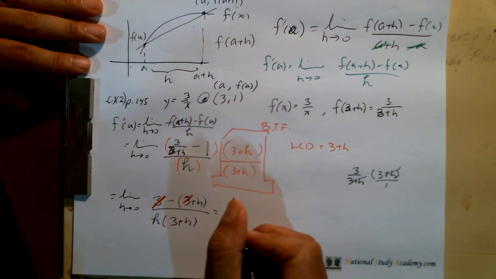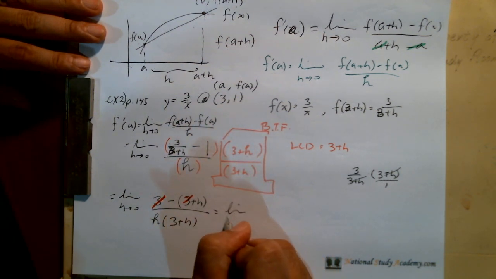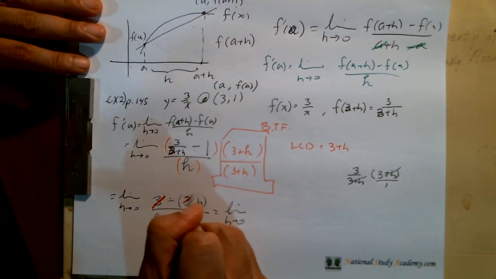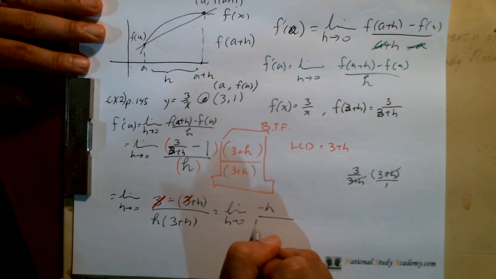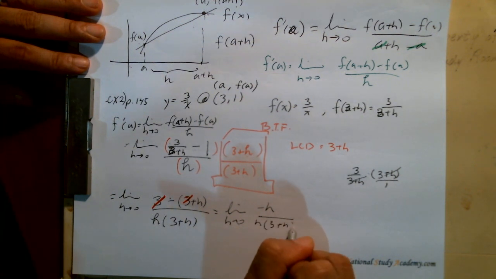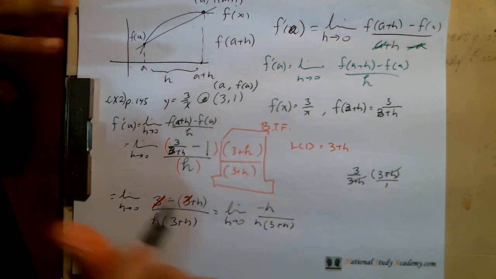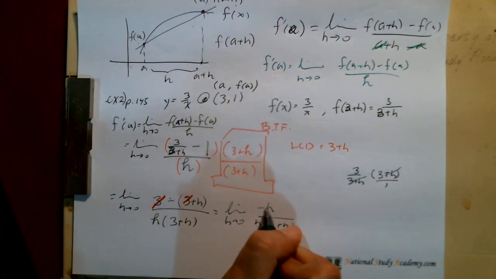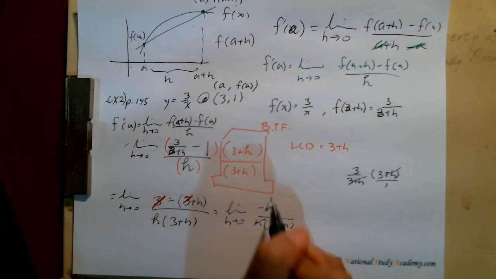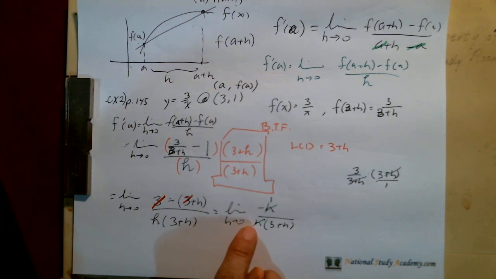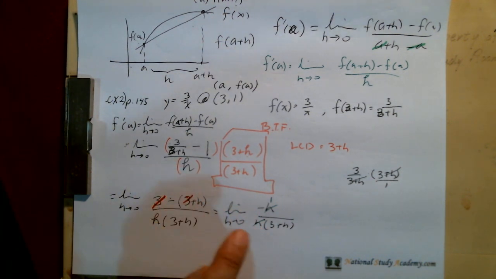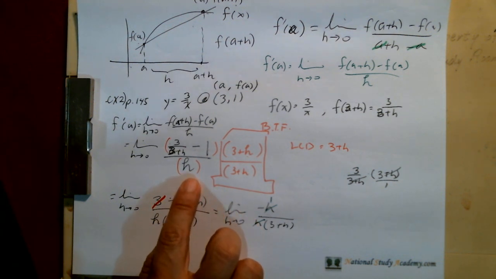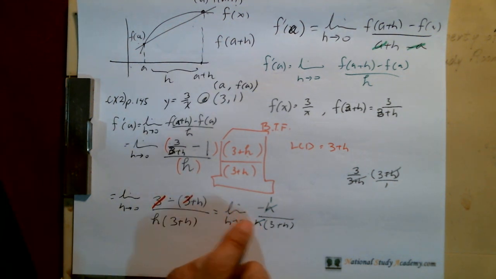It's the limit as h approaches 0. Minus times a positive is minus h all over h times 3 plus h. You notice that the h's will cancel out. If by chance it becomes negative 1 right there, if it doesn't cancel with this h at the denominator, then you will have a problem. So you got to make sure that you cancel out your h's somehow. If it doesn't, then you did something wrong.